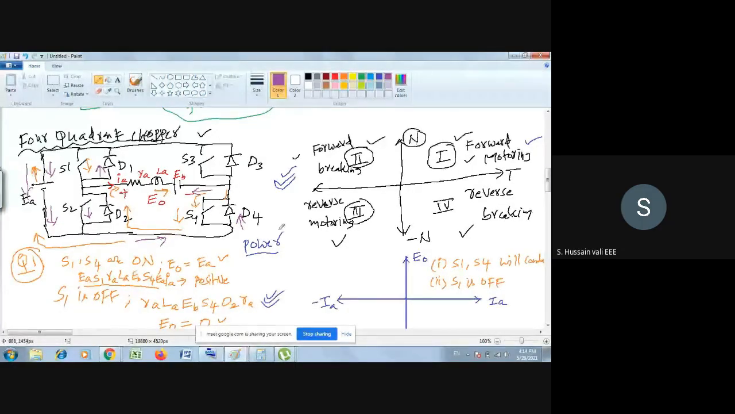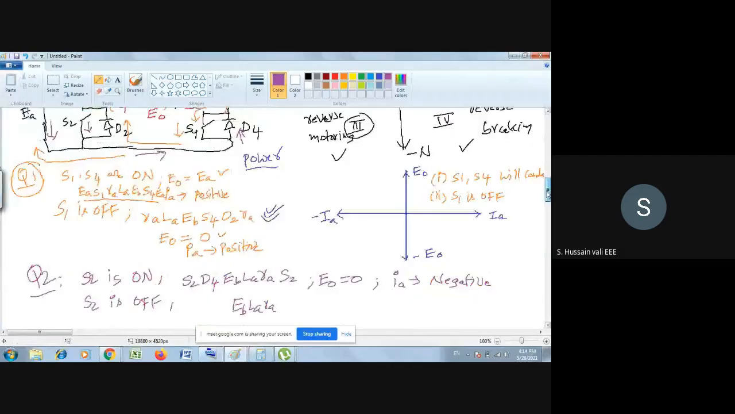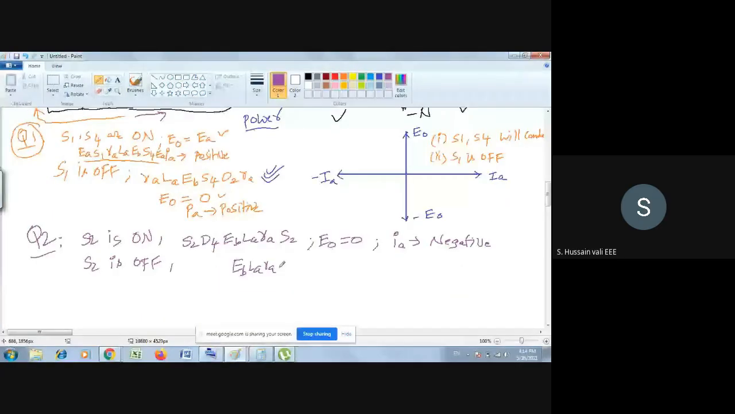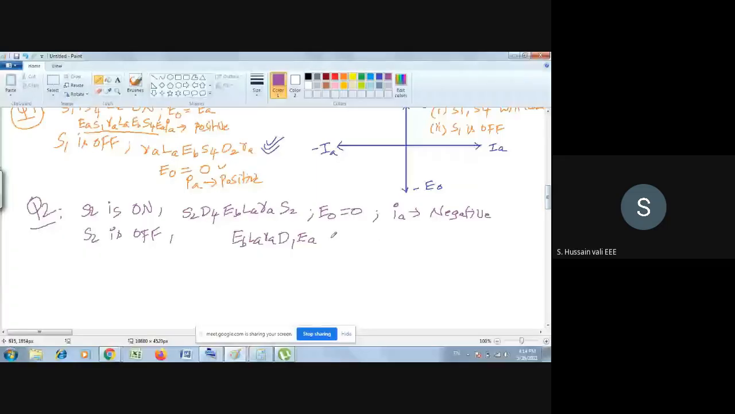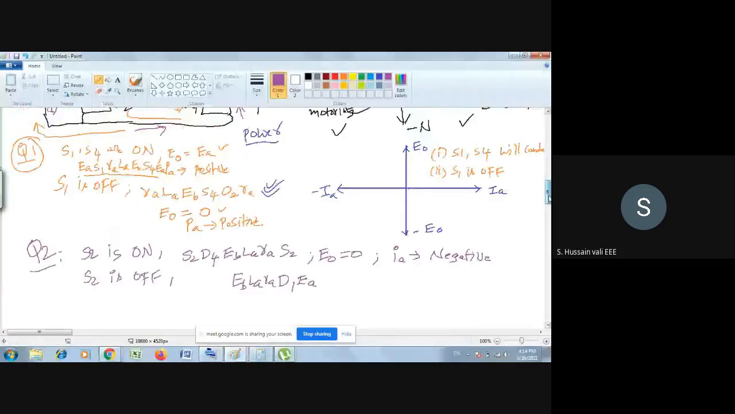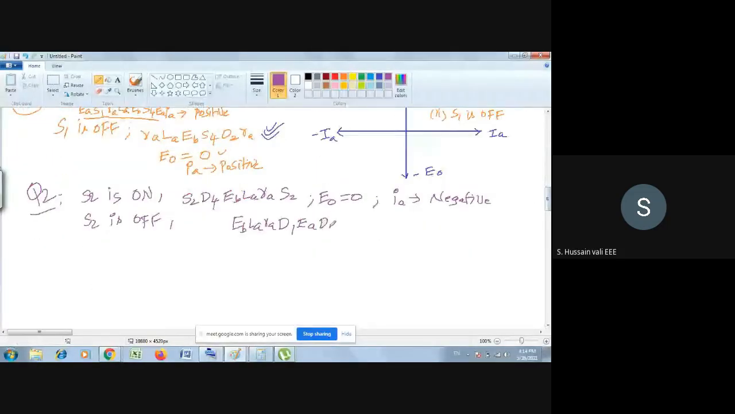Better I will write here so that you can cross check yourself. So this direction remains the same. After RA, where does it go? To D1. Then after D1, where does it go? To EA. After EA, where does it go? To D4. Then EB. Then it makes a closed path.